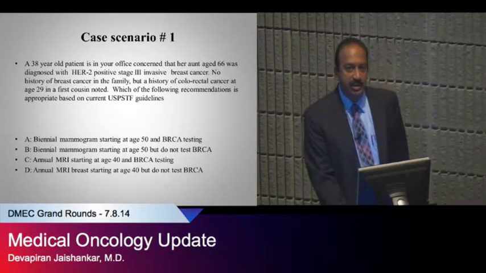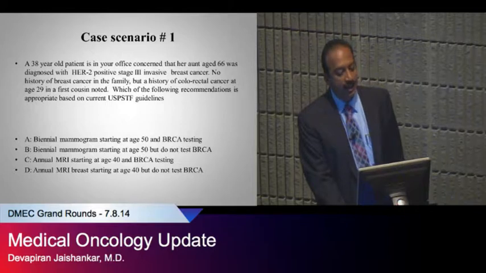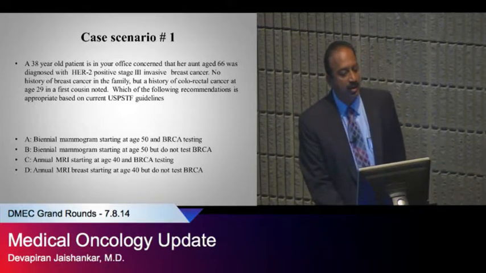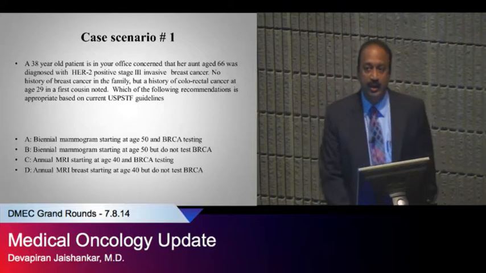So basically, this is a screening question. And we've got four options there. And what we're testing is, would you do a mammogram starting at age 50 with or without BRCA testing? Or would you do an MRI starting at age 40 with or without BRCA testing? So the question's a 38-year-old, and she's under 40. She's obviously concerned with a history of breast cancer, but the breast cancer history is not a first-degree relative. This is an aunt, and the age of onset of breast cancer is 66. So the right answer is actually B, as per the task force guidelines, which is a biennial mammogram starting at age 50, but do not do BRCA testing.